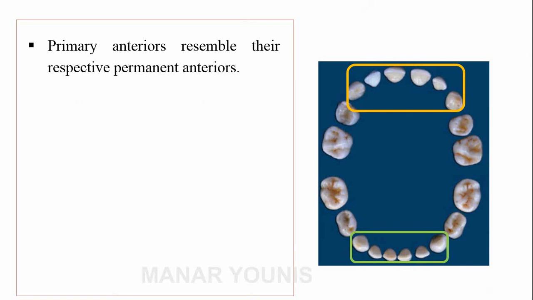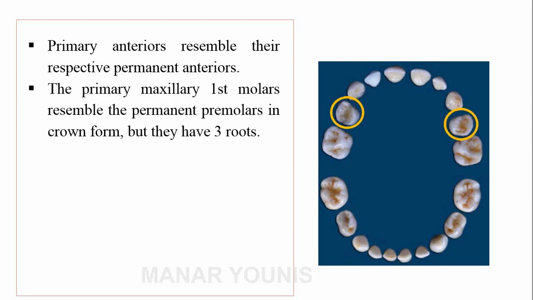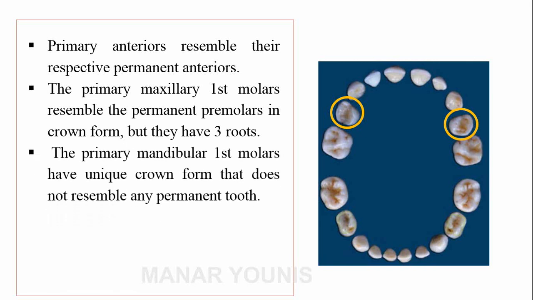Primary anterior teeth resemble their respective permanent teeth very closely. Primary maxillary first molars resemble the permanent premolars in a crown form. However, they have 3 roots. The primary mandibular first molar is the only primary tooth that has a unique crown form, and it does not resemble any other primary or permanent tooth.